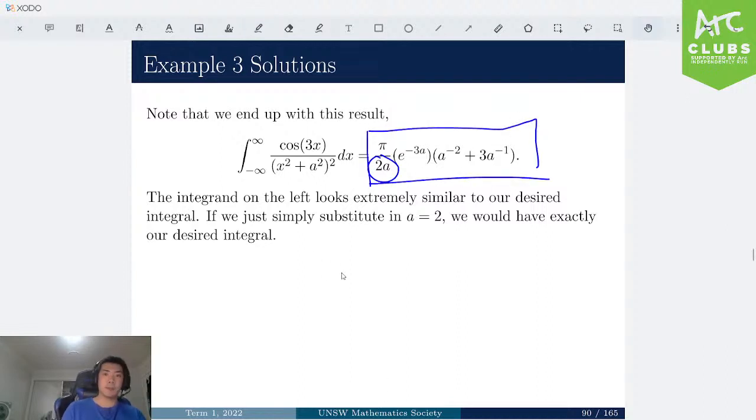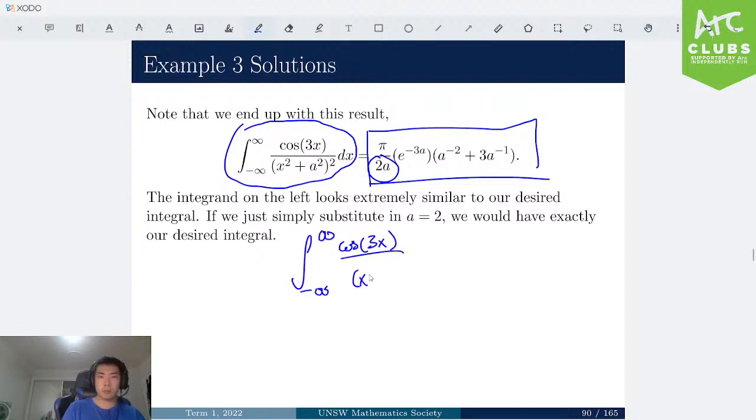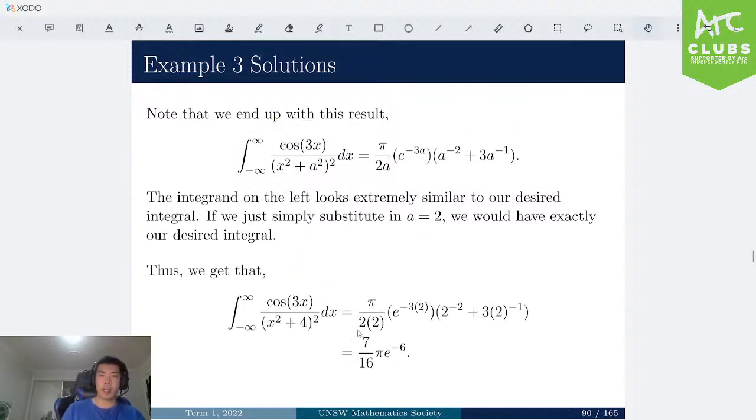And finally, notice, like we said before, now this integral is really just like the integral that we want, except we should replace a with 2. Once we replace a with 2, this will exactly become this, which is the integral that we want to compute. Okay? And so we chuck a equals 2 in, and we evaluate it, and we end up getting 716 pi e to the power of negative 6. Okay?